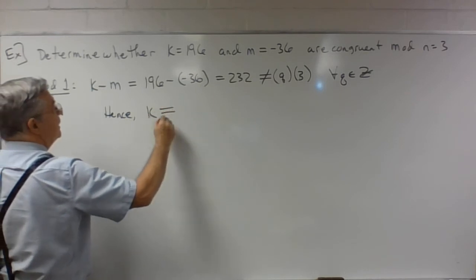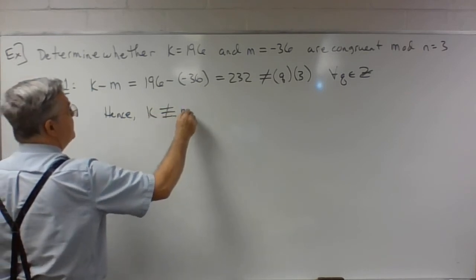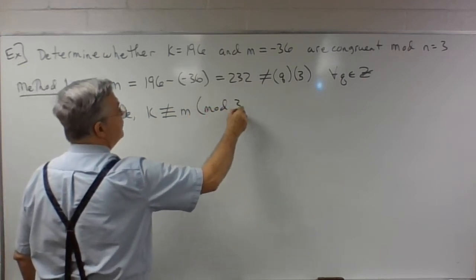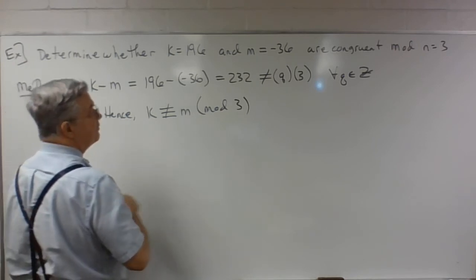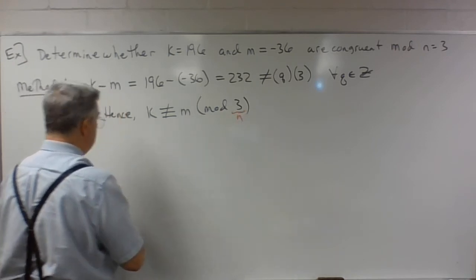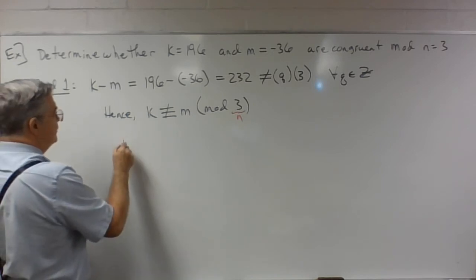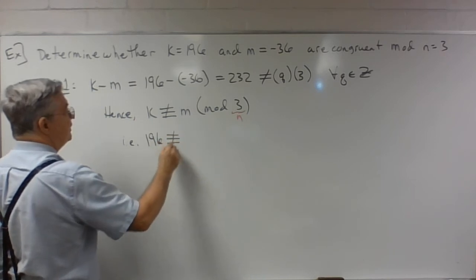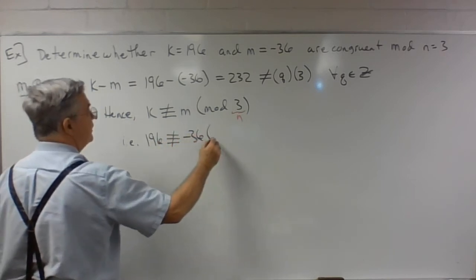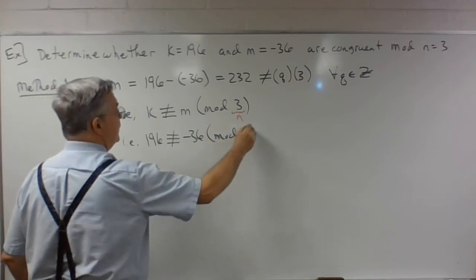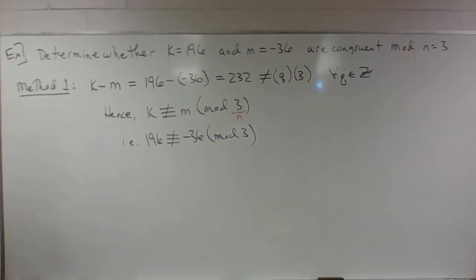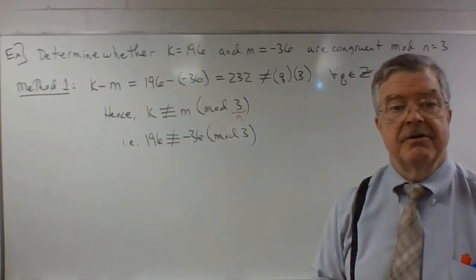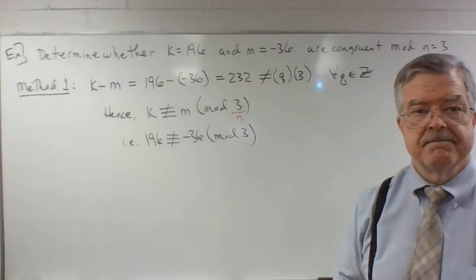So k and m are incongruent mod 3, where 3 is our n. And speaking in terms of the numbers themselves, 196 and negative 36 are incongruent mod 3. So that's the way we can determine congruence or incongruence using the first criterion.